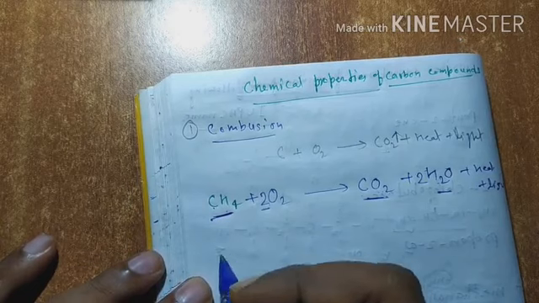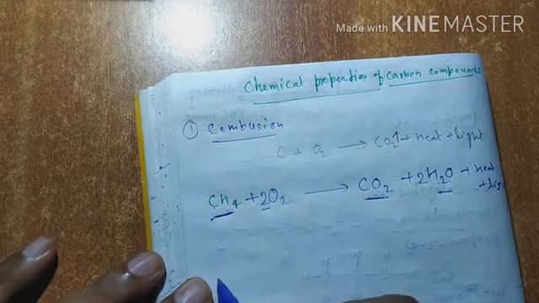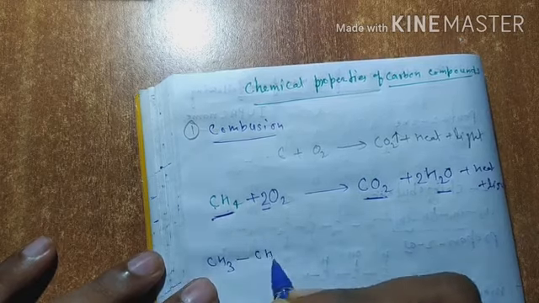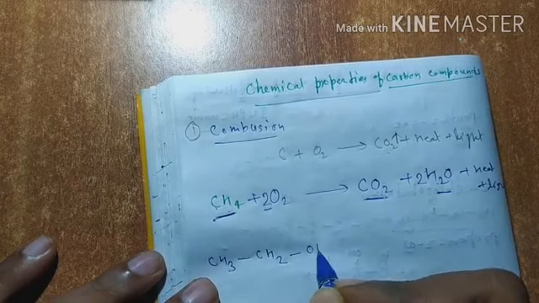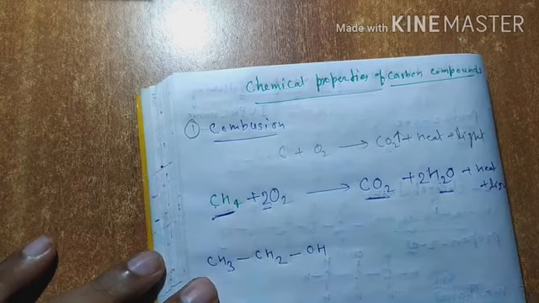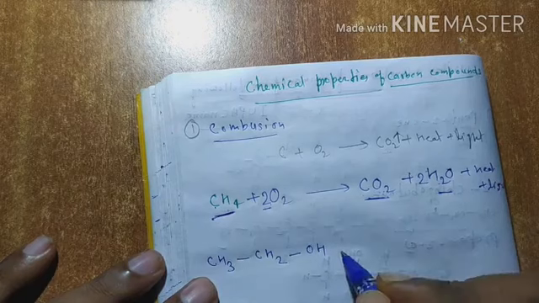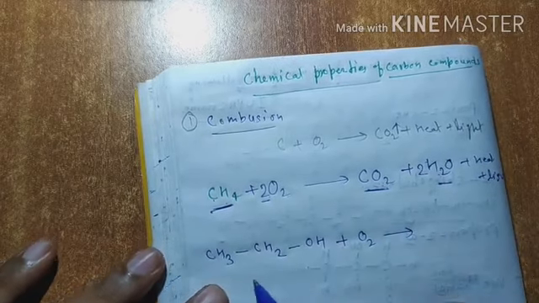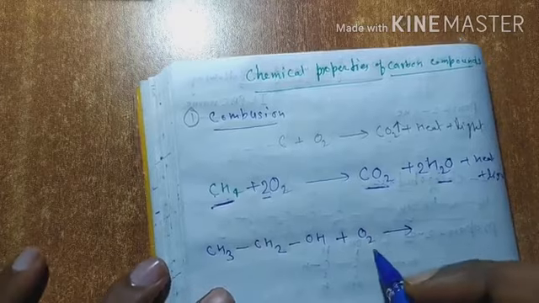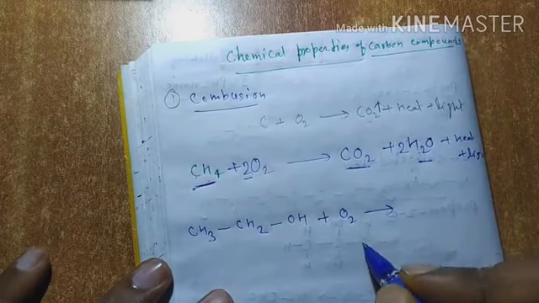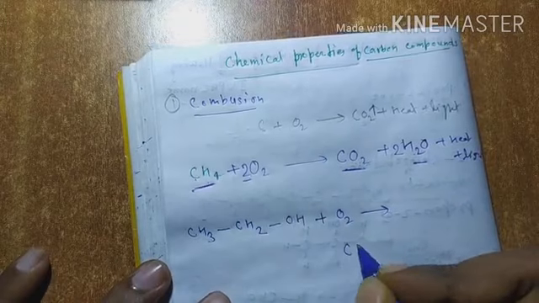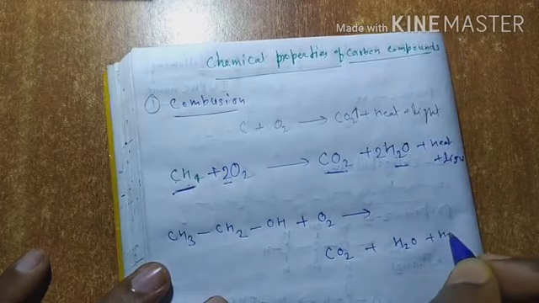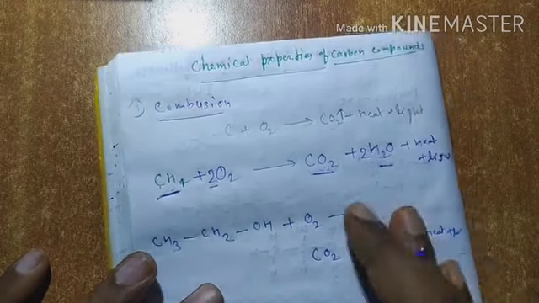You can take any one. If you take ethanol, CH3CH2OH, and burn ethanol in the presence of air, this is again a carbon compound. So again the products will be carbon dioxide plus water plus heat plus light.